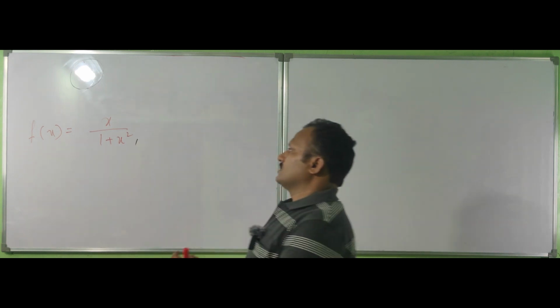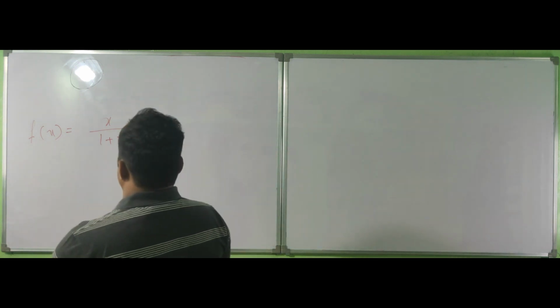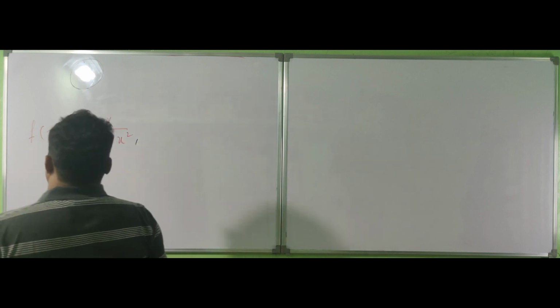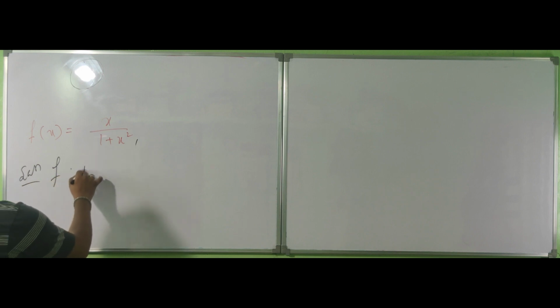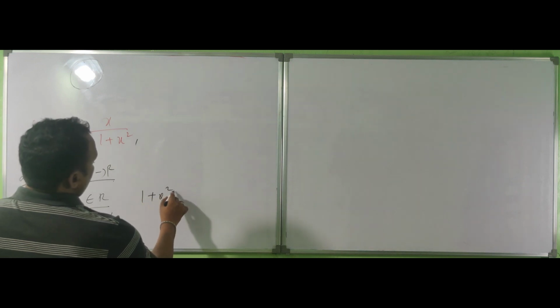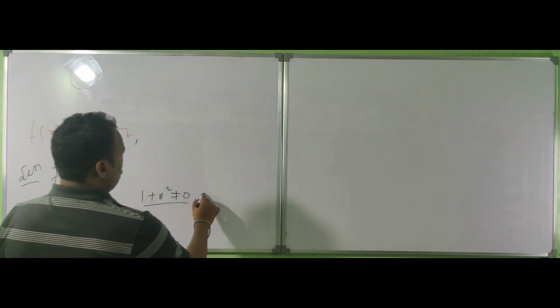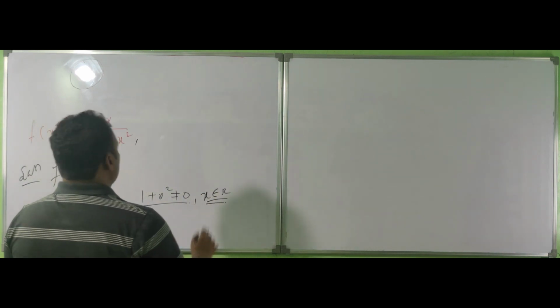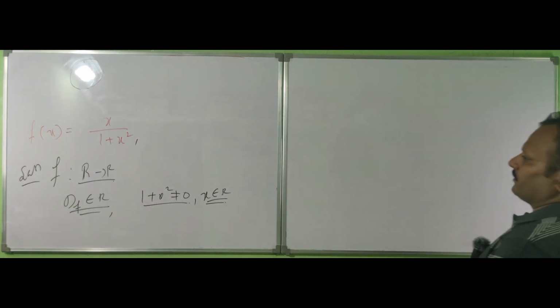What is the domain and what is the range here? The function is from R to R. Therefore the domain belongs to R, except where 1 plus x square is not equal to 0. This is the condition, and x belongs to R. You will get the domain as the complete real number set. Now the range.